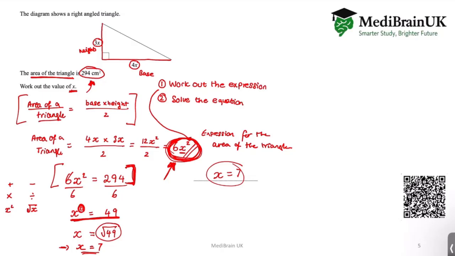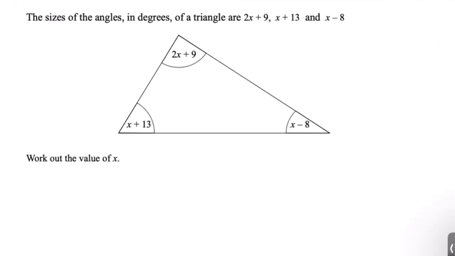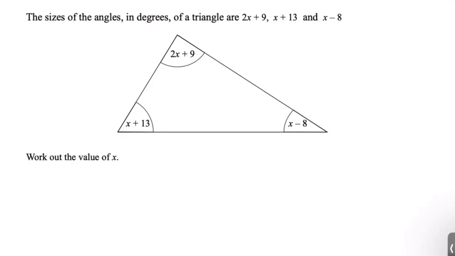Okay, we're going to go back to this question now. Hopefully that made sense. It says the sizes of the angles in degrees of the triangle are 2x plus 9, x plus 13, and x minus 8. Those are the three angles in the triangle. Work out the value of x.